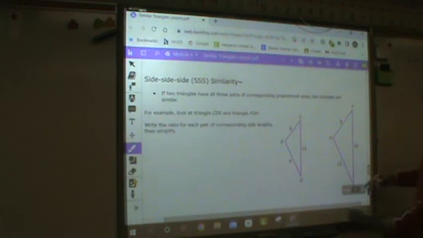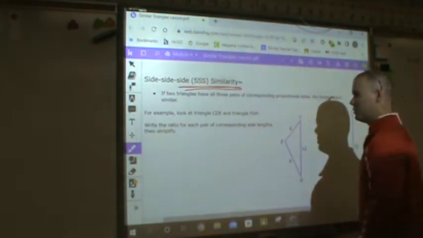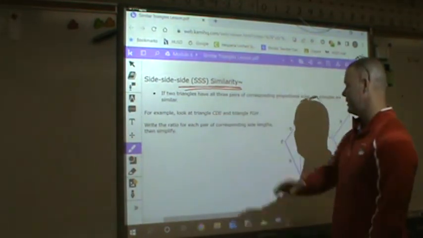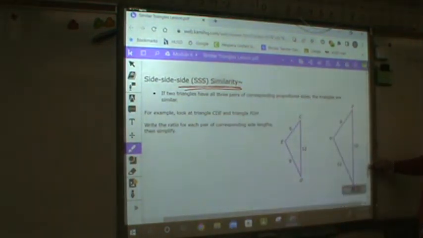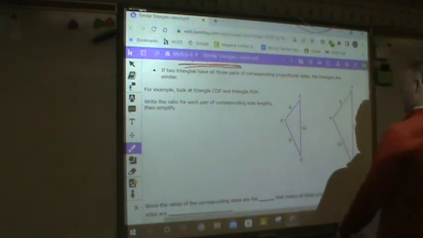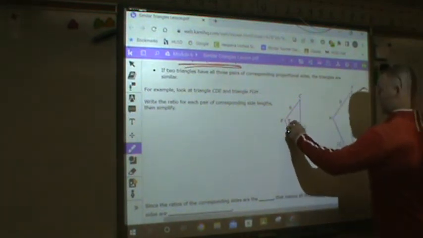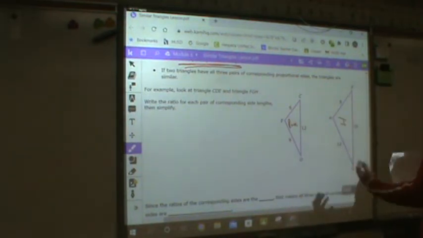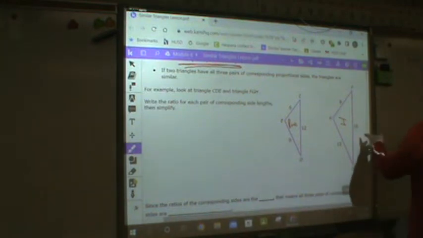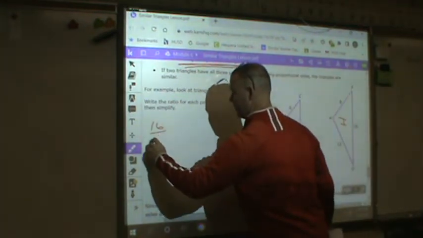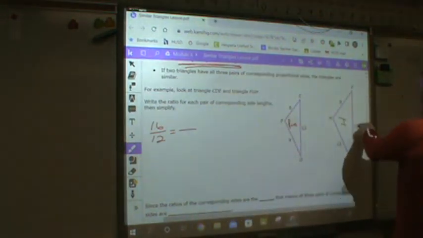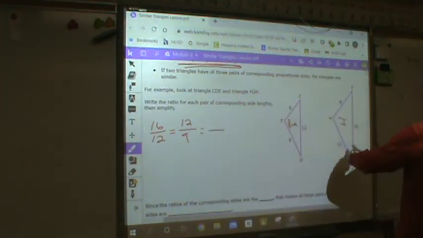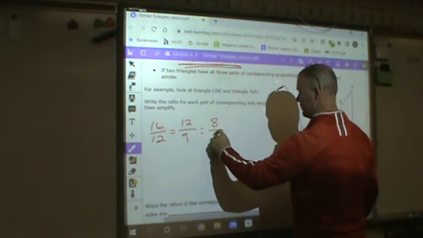And the next one, side side side similarity. Well, gee, it shouldn't take a rocket scientist to figure out that we're comparing corresponding sides. So that's how I'm going to compare that. So now, how do we do this? We do this pretty easy. You can look at this and see that we have a pre-image and an image, and I'm going to set up a ratio for all of those corresponding sides. Start with the biggest one, 16 over 12. I'm going to say that that is equal to 12 over 9. And that must be equal to the last comparison, which was 8 over 6.